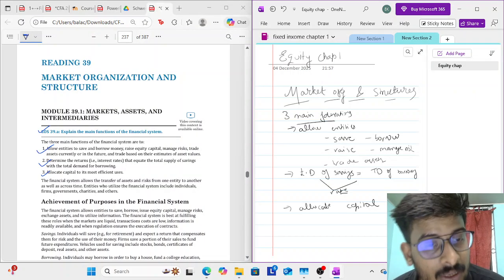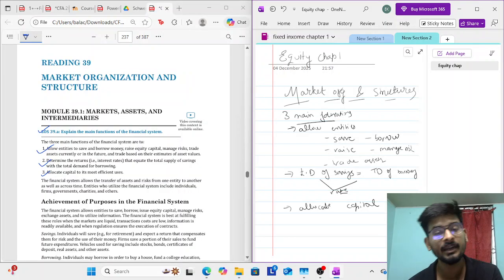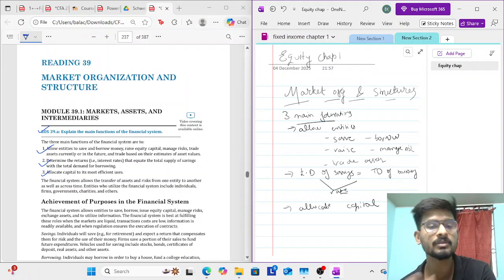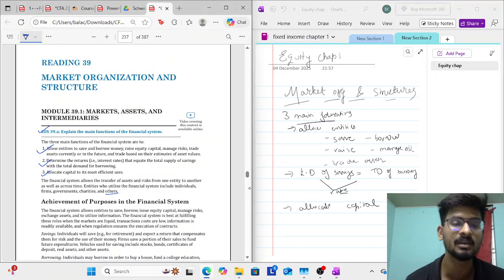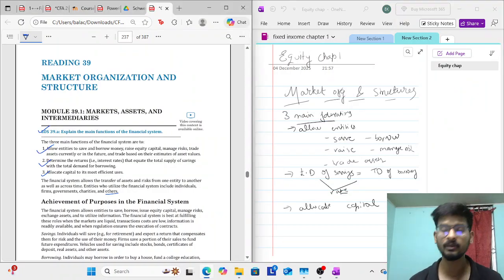The financial system allows the transfer of assets and risk from one entity to another, as well as across time. Entities who utilize the financial system include individuals, firms, government, charities, and others. So everyone is included in others, right? Individuals are included, firms are included, governments are included, charities are included, everyone is included.